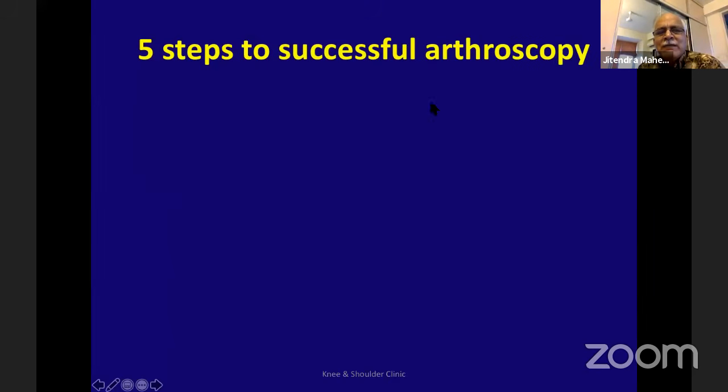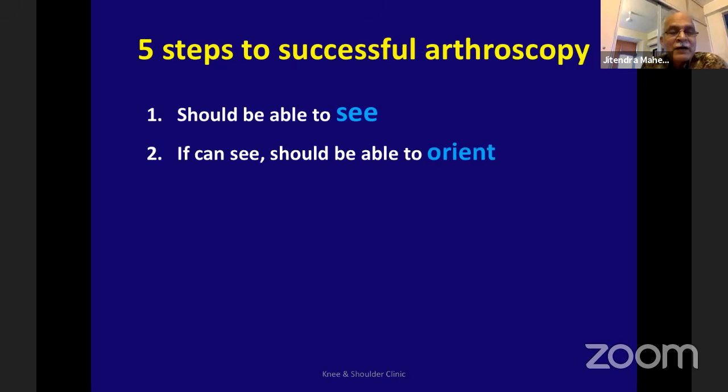Now, 5 steps to a successful arthroscopy. Once you're in the OT, you want to do a good job. This is what is required. One, that you should be able to see, obviously. Normally, in open surgery, you see with your eyes, there's nothing. But here, because you are seeing through an equipment, through a keyhole, it is a different game. You should be able to see what's happening.